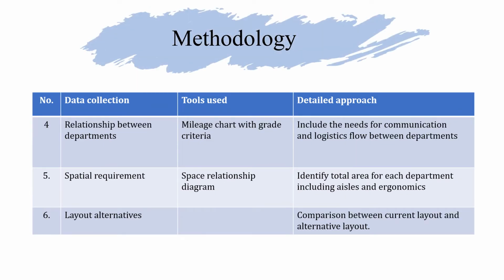Relationship between departments. In this stage, the identification of the relationship between resources is discussed. The resources are the various processes involved in the manufacturing of the product. The information regarding where a product is received from and the destination of the product upon completion is gathered. The result is tabulated in an activity relationship chart. Space relationship diagram is a tool used to identify the total area for each department including aisles and ergonomics. And the last part is to develop the layout.